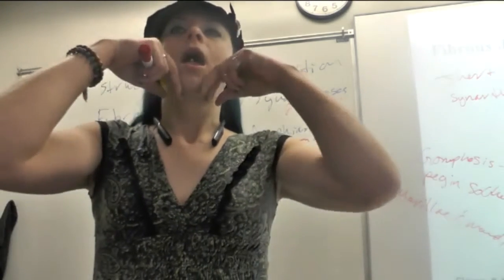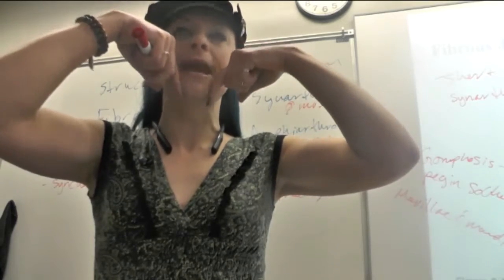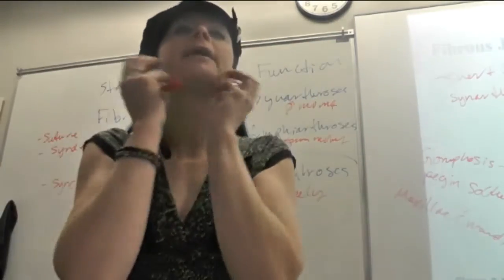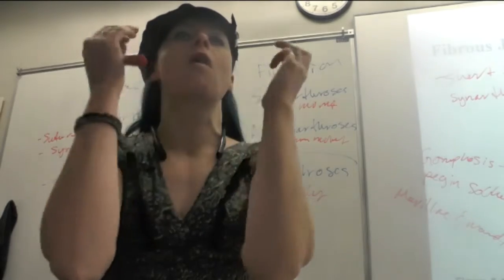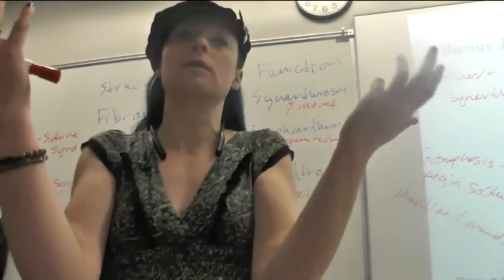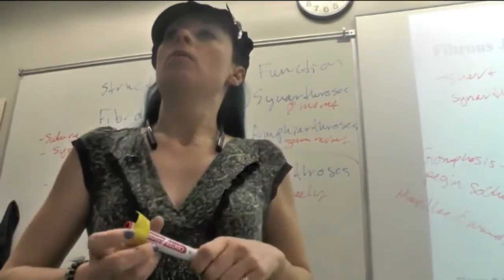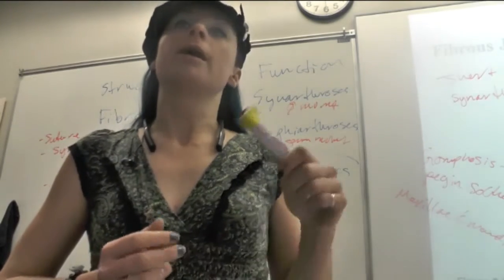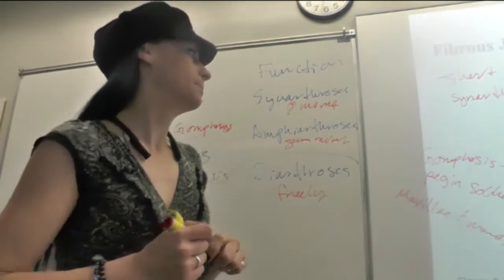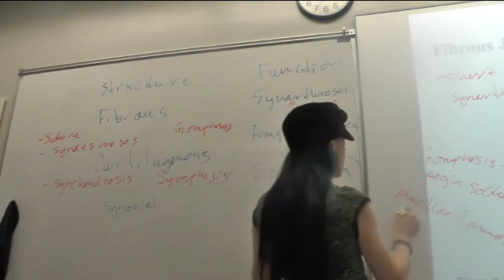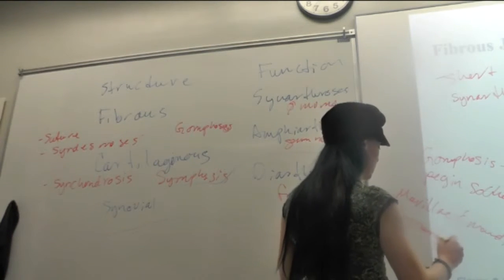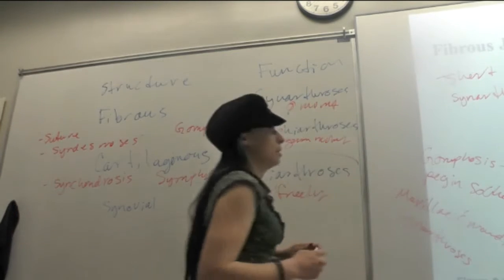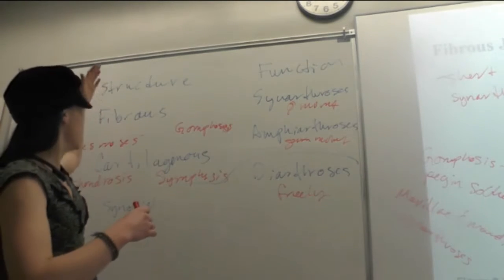It's these pegs in these sockets. Yes, we only find gomphoses in the mandible and the maxilla because it's the only place we're plugging in teeth. It's held in place by the periodontal ligament. And what type is it by functional class? Yeah, it's a synarthrosis, so it's not really supposed to move. So those are our fibrous joints.